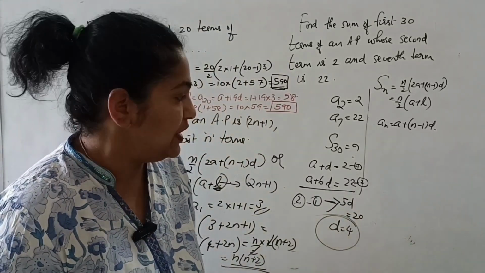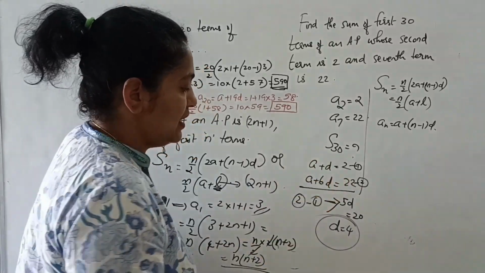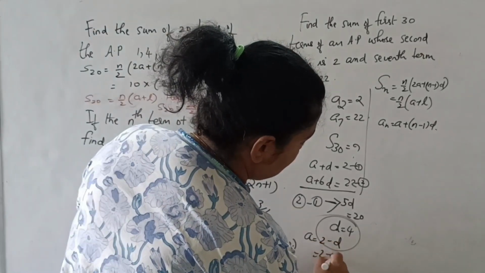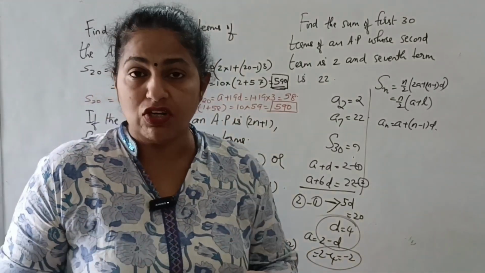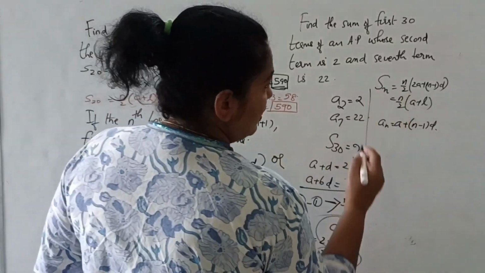Now we know the value of d. We know that a is equal to 2 minus d, so we will get the value of a as minus 2. Now we have got the value of a and the value of d, so I can directly substitute them in the first formula.